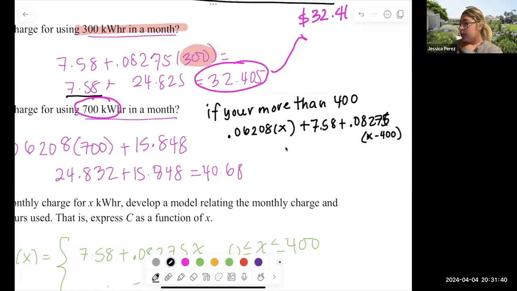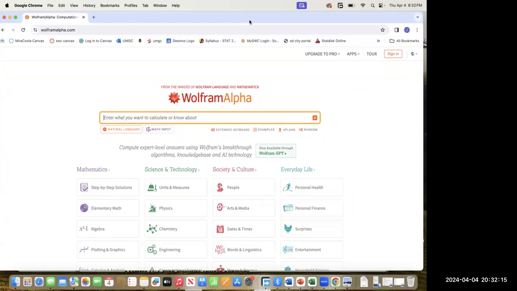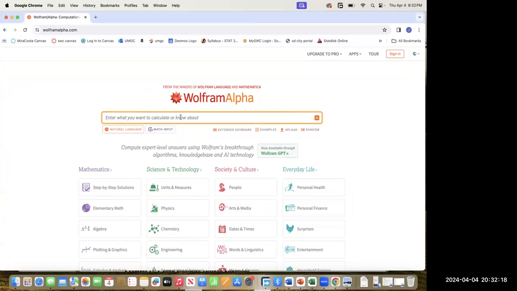Okay. So you could do this both ways. Do it automatically. So you can plug in 0.0628 times 700. And then when you combine this 7.58 plus 0.08275, and then you multiply 700 minus 400. So let's do that on Wolfram Alpha. So there is this device, go to Wolfram Alpha. Let me share my screen here in a moment. Are you guys all looking at my Wolfram Alpha? Yep.